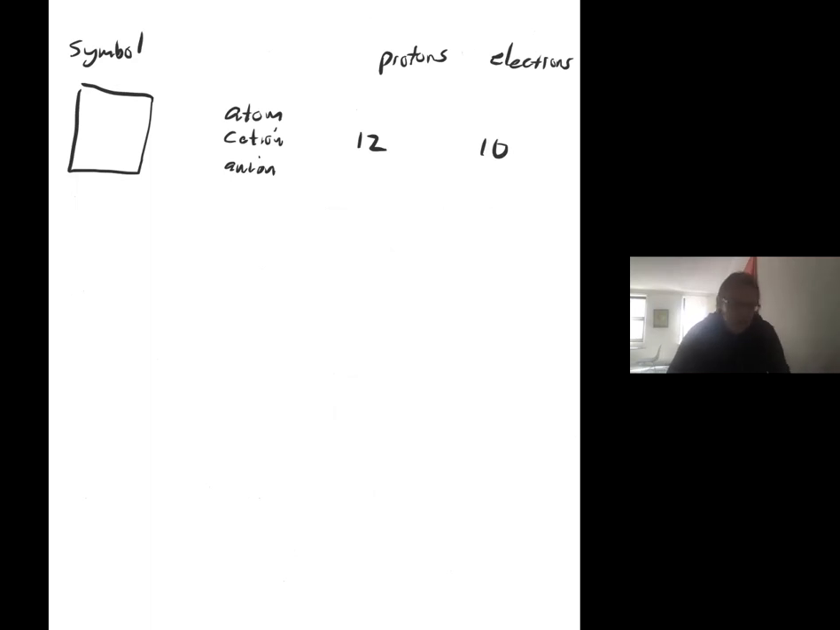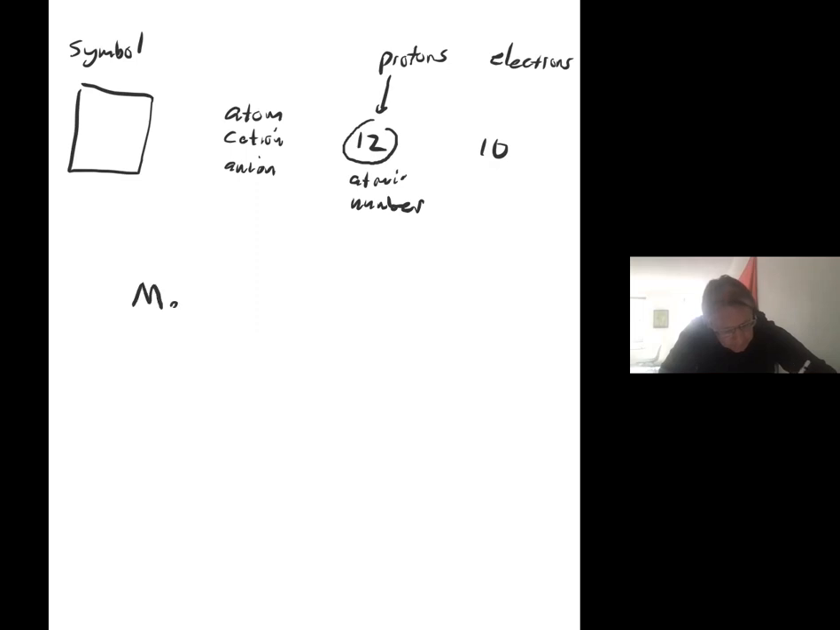So here's how we'll go about this. First of all, this is the easiest part. This is the atomic number. If you know that number, you can look it up in the periodic table. So number 12 is magnesium, Mg. You just look that up in the table. So you know that right there.